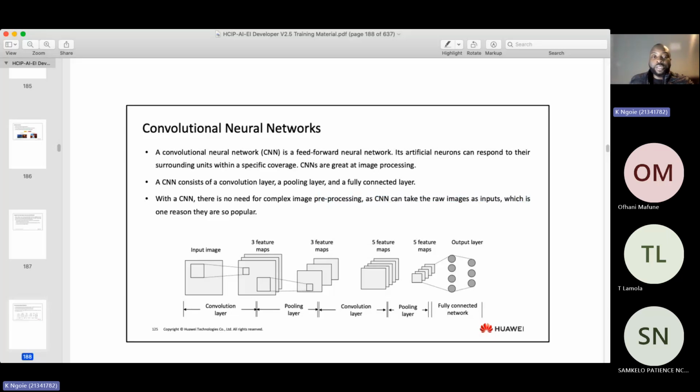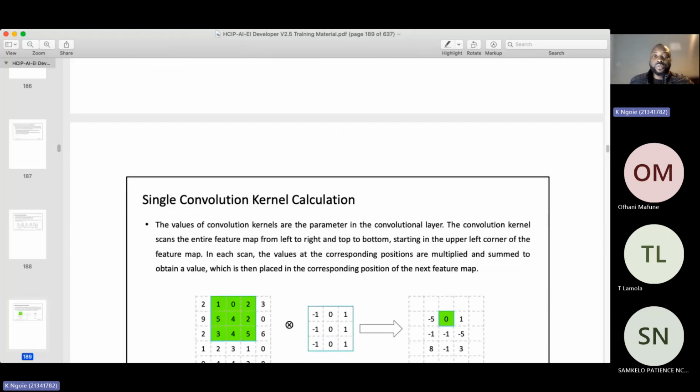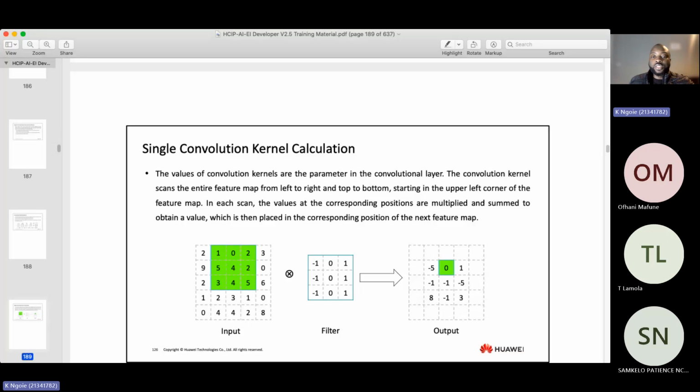So we can take the image, we have the input image here. So it goes through a convolutional kernel, which will map the image into feature images, right? And then we have pooling layers and a fully connected layer. So that's how the CNN is going to work. So this is an example of how a single convolutional kernel calculation happens.